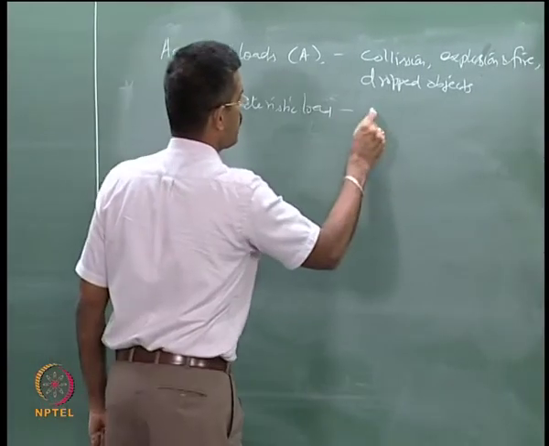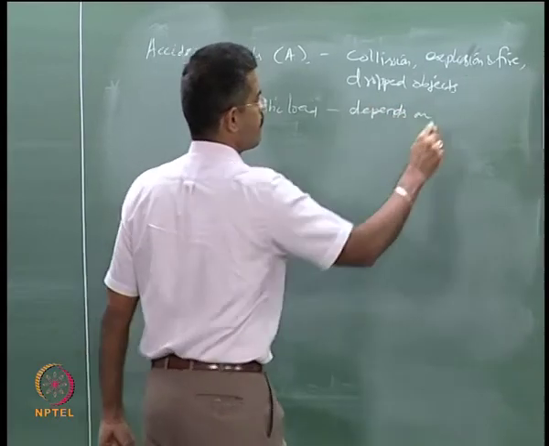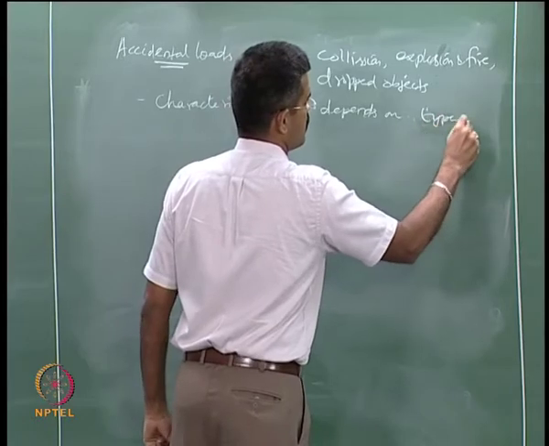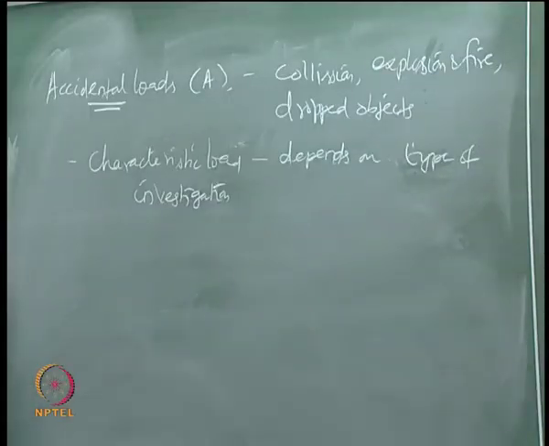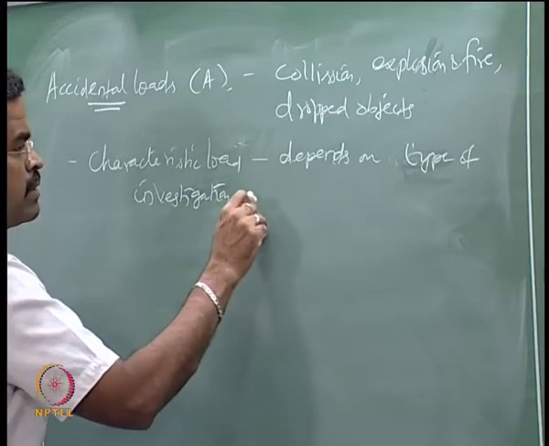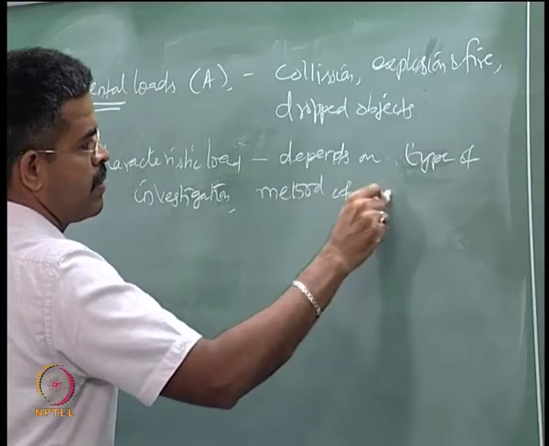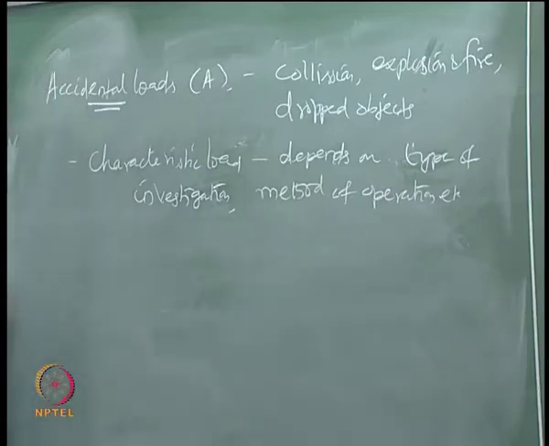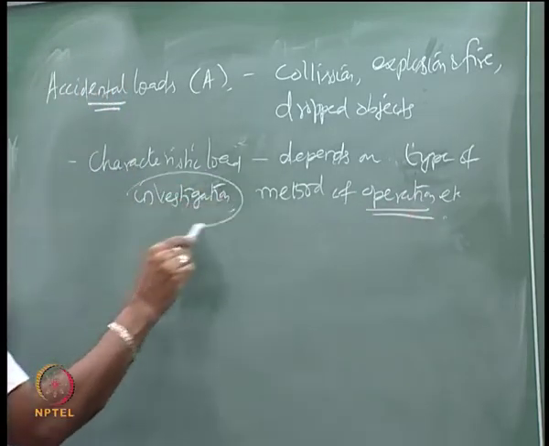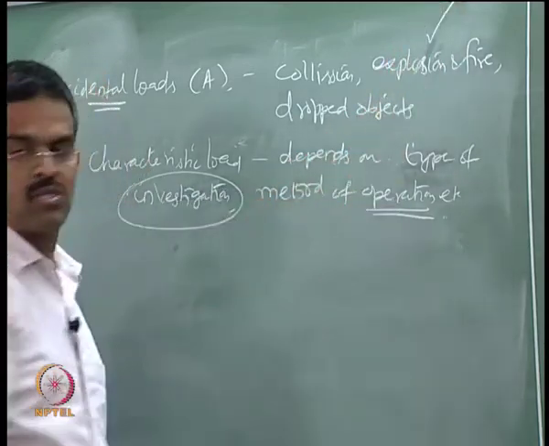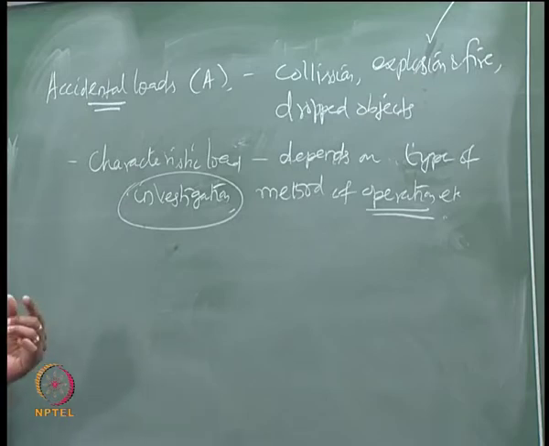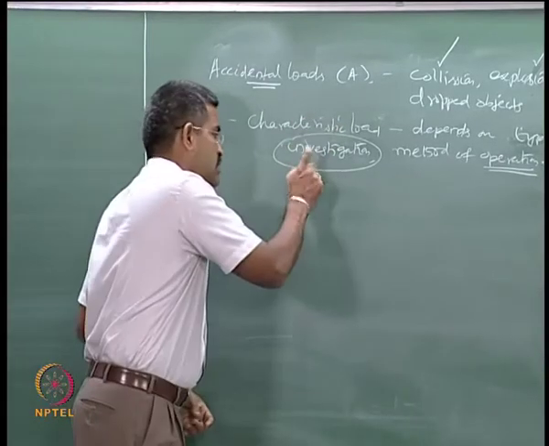So the characteristic load depends on the type of investigation you are doing and the method of operation. You are looking closely for any possibility of failure of the structure under explosion. You are looking for any possibility of exceedance of accident loads during collision and impact of ships or any vessels in the platform. So you can pick up the characteristic load accordingly depending upon what investigation you want to do.